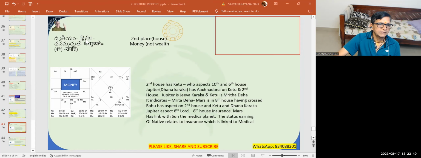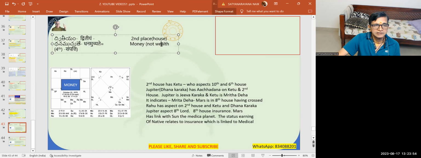So Dvitiyam Dhanamuchyate. Second place is money, not wealth. Right? Wealth is for Sampatti. That's the fourth house. So that is to be noted actually.